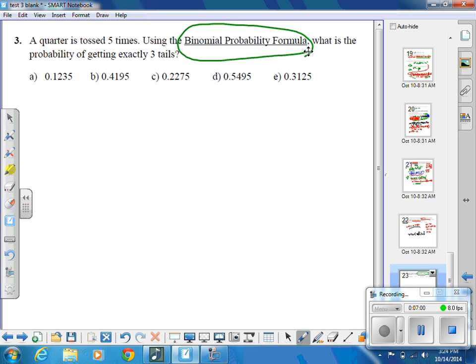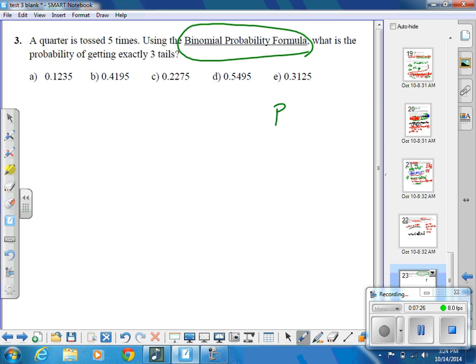Okay. Notice we're kind of missing some stuff. It says a quarter is tossed 5 times. What is the probability of getting exactly 3 tails? Well, where's our P? Where's our probability? Oh, it's a quarter. What are our choices? 50-50. Tails or heads. Sometimes if you're missing information, it should be right in front of you, okay? Like if it said, throwing a die. But we talked about throwing dice earlier, that you have a 1 out of 6 chance. So you would use that, okay?